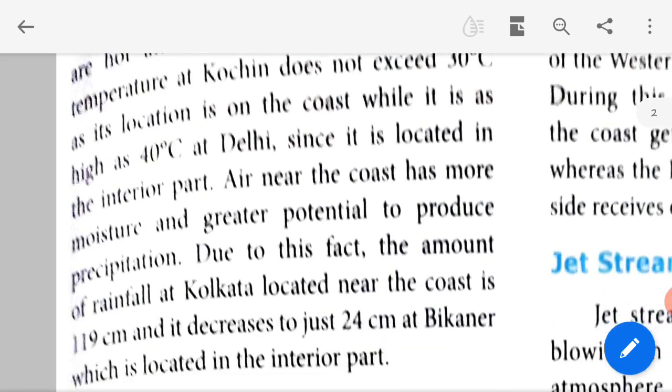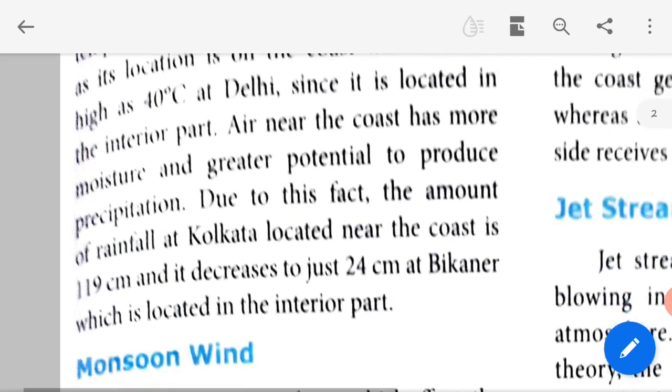Air near the coast, so now you must remember, Kerala is near the sea. So what will happen, the air that comes from the sea will be moist. Moisture is, it will be wet. So air near the coast has more moisture and greater potential to produce precipitation. Precipitation is sweat, okay. So if you have been to Kerala, you will know the climate will not be too heavy, but still you will have that sensation of sweating.